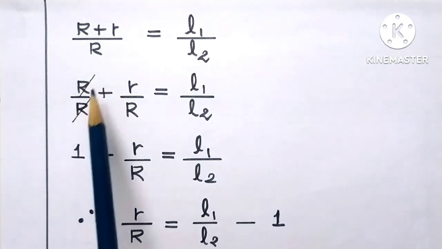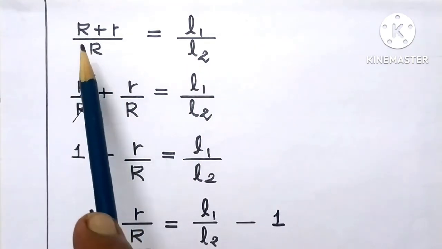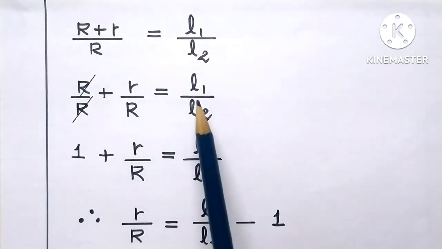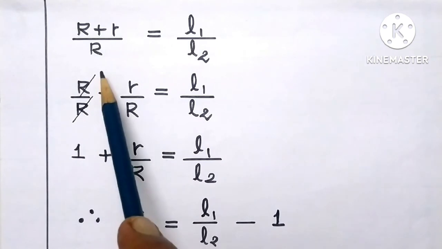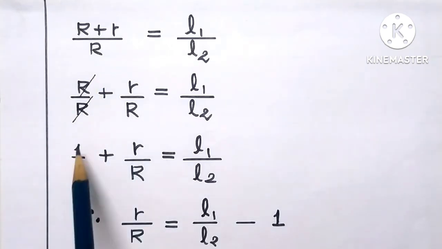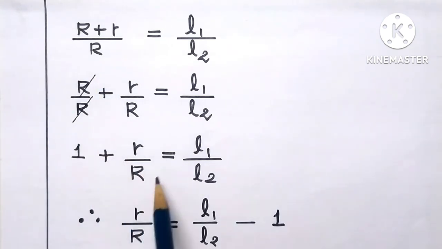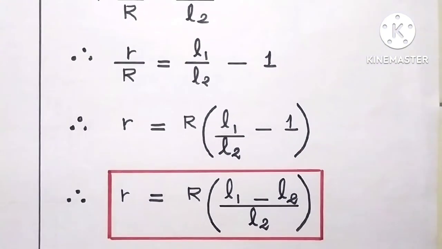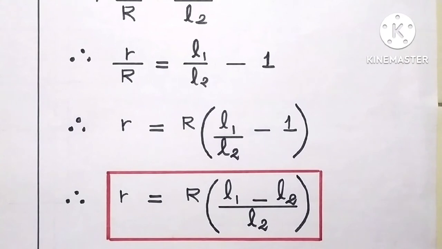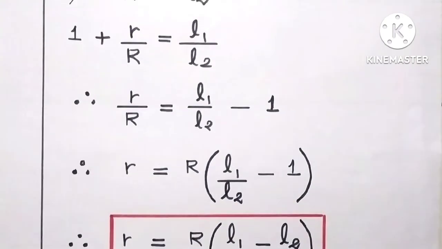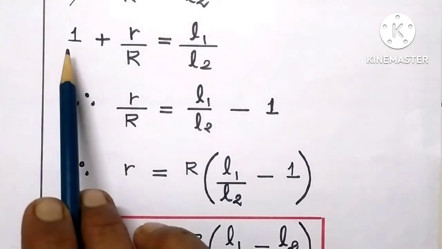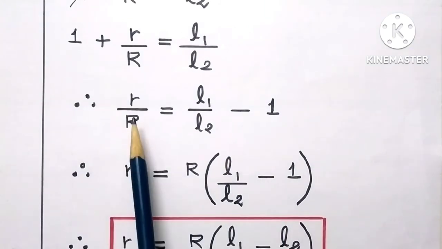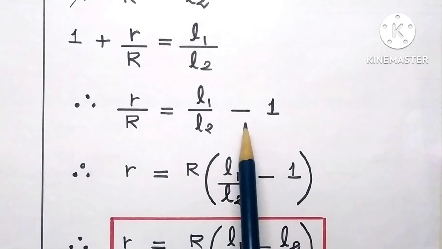In the next step, let us write R by R plus small r by capital R is equal to L1 by L2. R and R get cancelled. It becomes 1. 1 plus r by R is equal to L1 by L2. In the next step, this 1 goes this side, so minus 1. So r by R is equal to L1 by L2 minus 1.